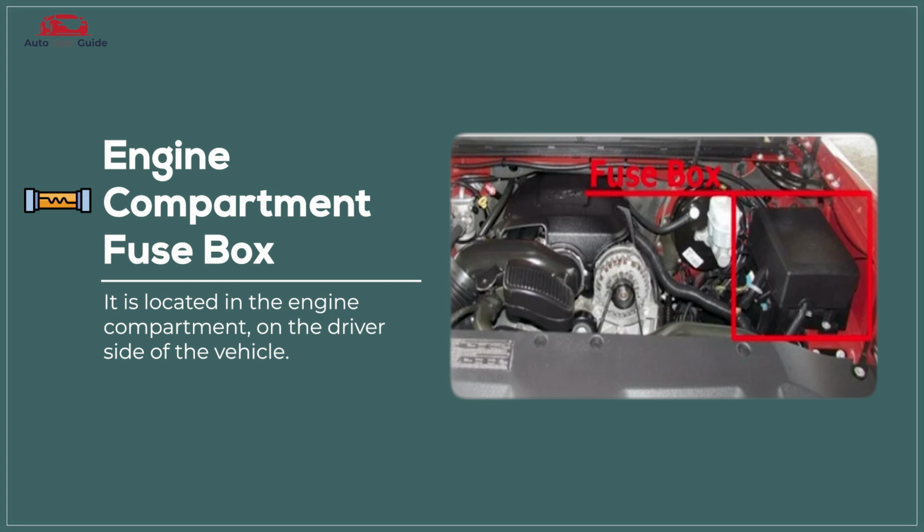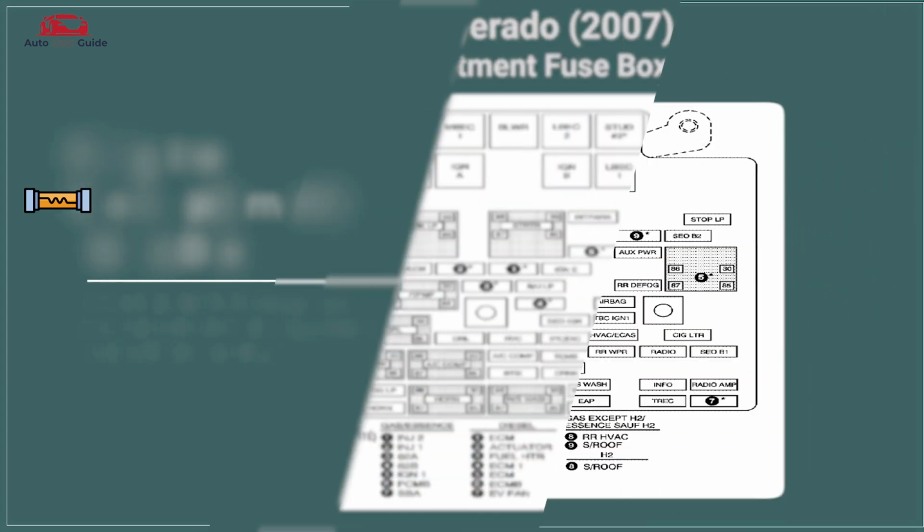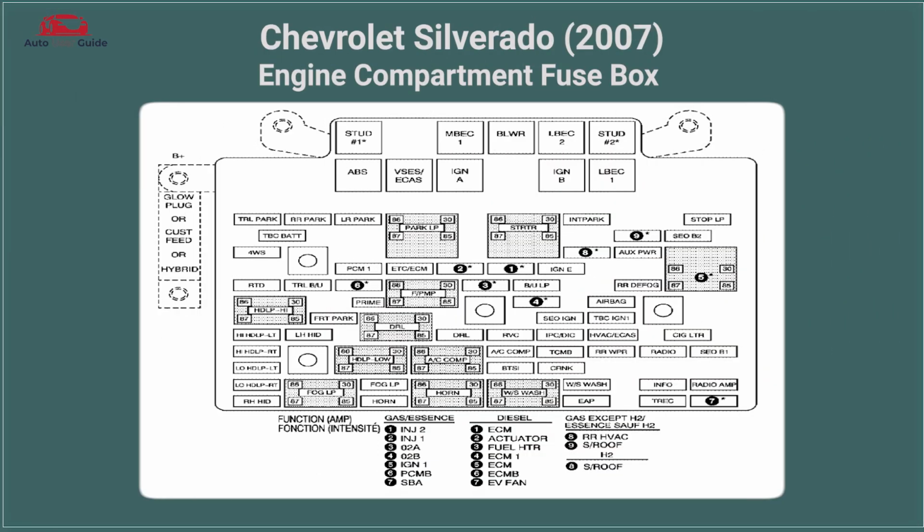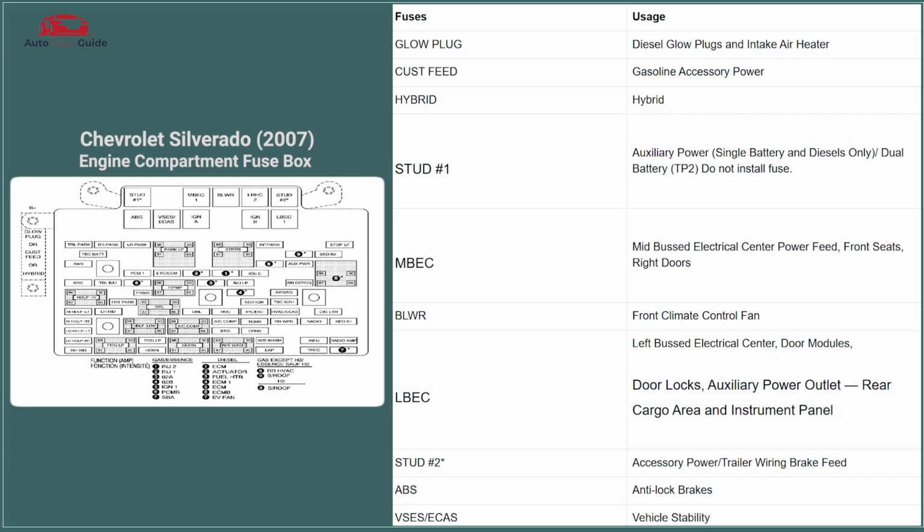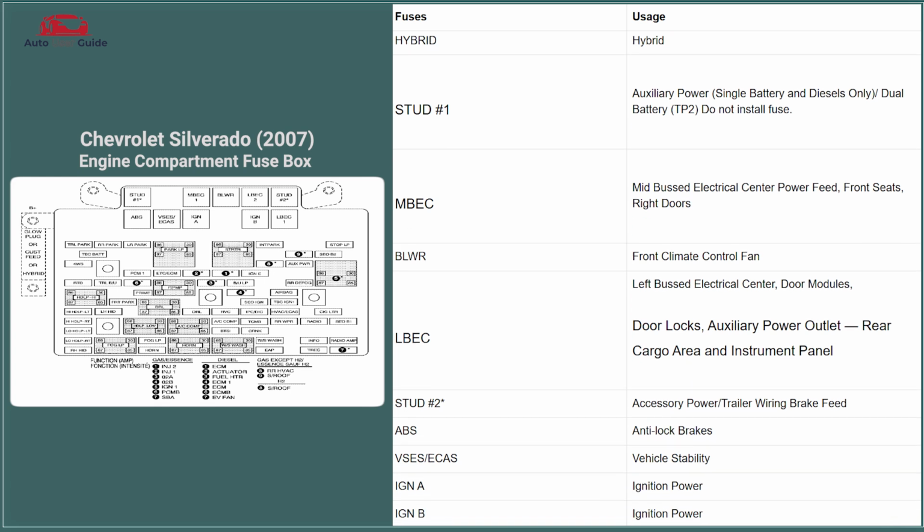Engine compartment fuse box. The engine compartment fuse box in a 2007 Chevrolet Silverado protects and distributes power to major engine and chassis systems like the ignition, fuel pump, and cooling fans.